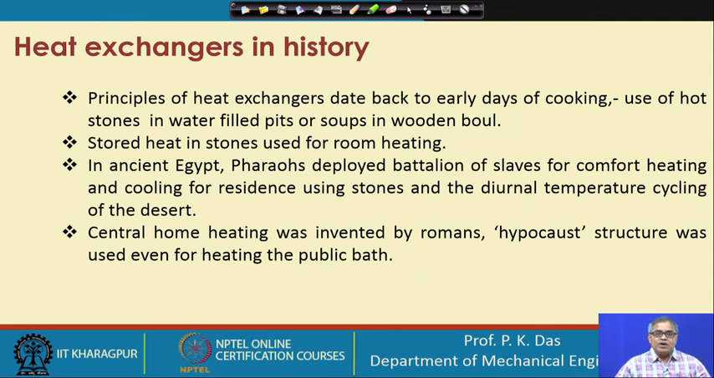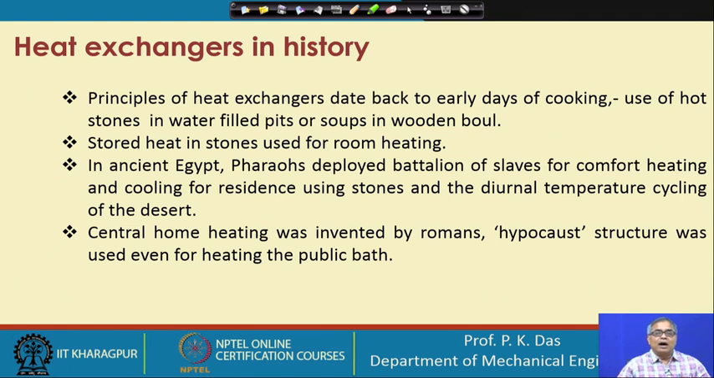Similar storage heat was used for room heating in cold countries. In Egypt, pharaohs deployed a large number of people. Their dwelling would be covered by stone, which would be cooled during the night, and early in the morning those cold stones would be placed in the room, and again during the night those stones would be taken back to the desert to get cooled.